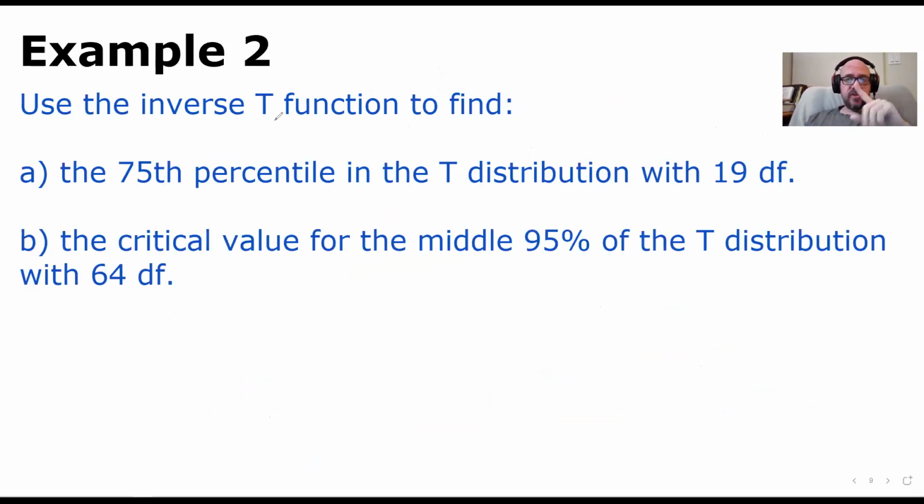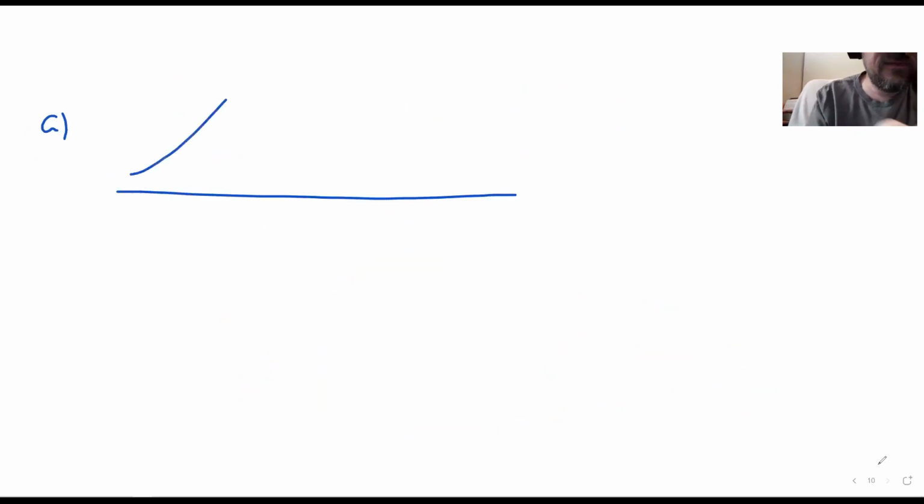Let's do this. There's an inverse t function, probably in your calculator, but if you're using the VMware, definitely, which I'll show you how to find. And then you can do the same thing in Google Sheets and Excel using the T.INV function. So let's do the first one on the calculator. The 75th percentile in the t distribution with 19 degrees of freedom. So we're doing that. Picture looks like this, 75th percentile.